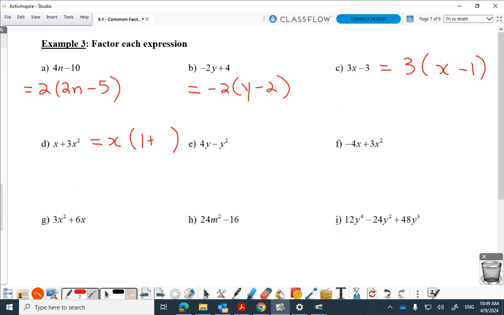I don't know. Yeah, sometimes you're not going to know. But you look at it and go, I know it's right, because I can see by distribution it's right. What you actually do is divide by the common factor.